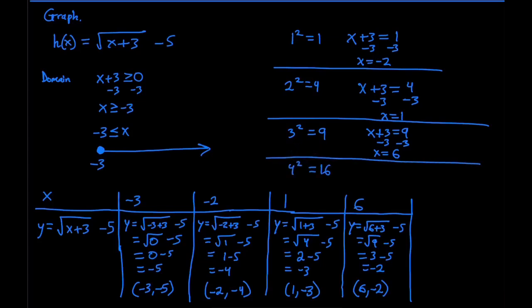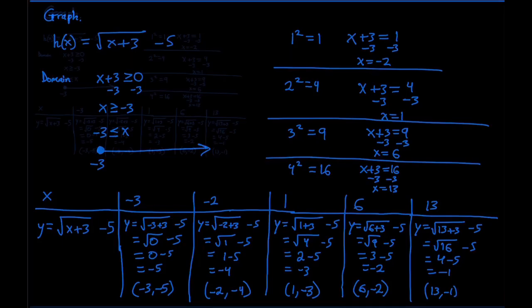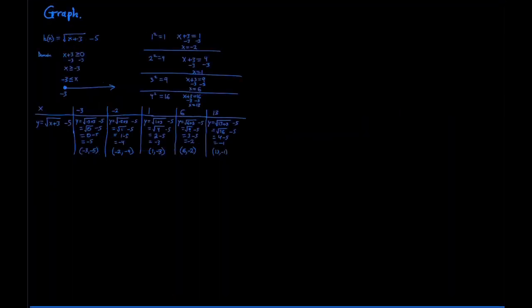And we'll do one more. We'll set the x plus 3 equal to 16. Then you subtract 3 from both sides, and you find that x equals 13. So you put the 13 here, where the x is. And it turns into a 16. The square root of 16 is 4, and so you end up with a -1. And so this ordered pair is 13, -1. Once you have this much information, that's everything we need to start graphing.